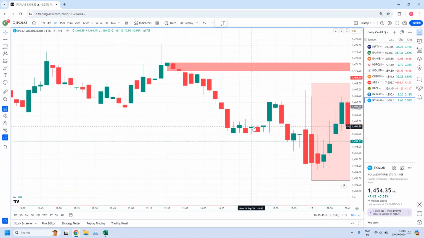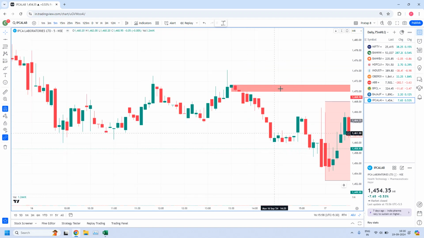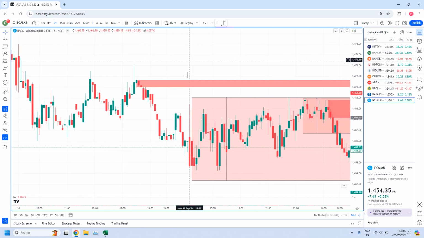See, earlier also from this zone, exactly at the starting of the type 1 proximal entry, price just kissed that type 1 proximal entry, and then sharply came down. This itself is an indication that this area has a strong order flow. And also the institutions keep a little above the high liquidity zone. This is a bull trap.